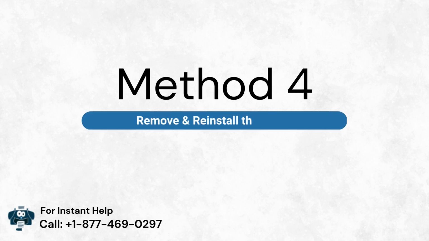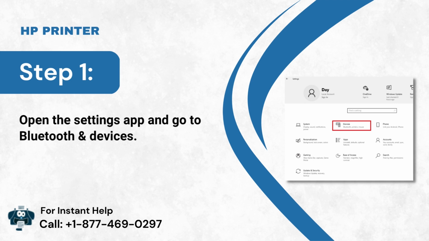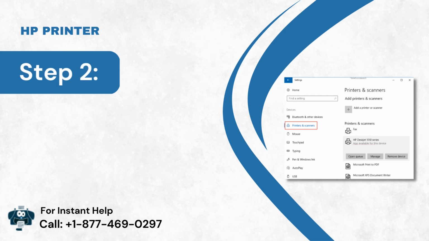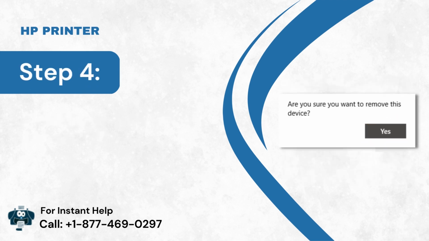Method 4. Remove and reinstall the driver. Step 1. Open the Settings app and go to Bluetooth and Devices. Step 2. Then click on Printers and Scanners. Step 3. Choose your HP printer and click on Remove Device. Step 4. Then click on Yes on the pop-up to confirm.